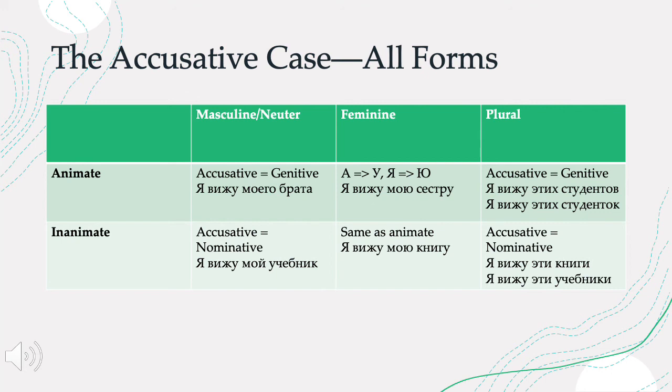But for inanimate objects, once again, the accusative equals the nominative, or is the same as the nominative. Я вижу эти книги. I see these books. Or я вижу эти учебники. I see these textbooks. It doesn't matter whether the noun is masculine or feminine. What matters is whether the noun is animate or inanimate. And if it is animate, we use genitive. If it is inanimate, we use the accusative endings.